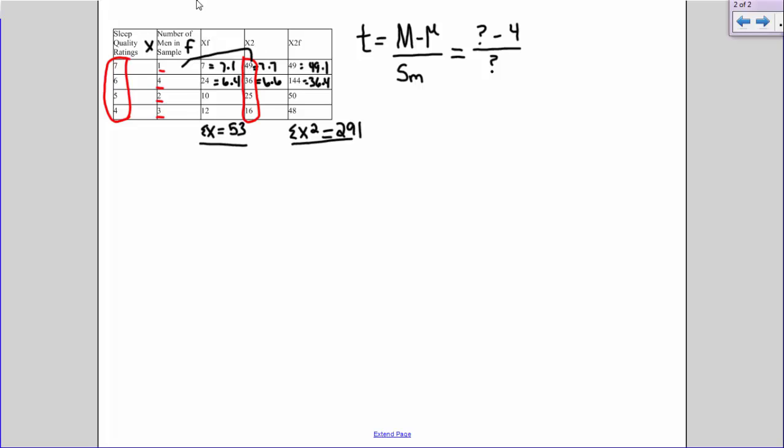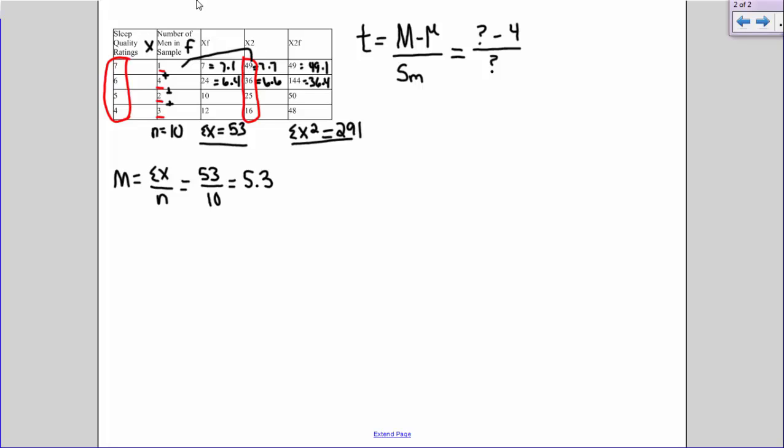So let's go ahead and start with the sample mean. The sample mean is equal to the sum of x divided by n. Or in other words, if you add all the scores together and then divide by the total number of scores. So this would be 53 divided by 1 plus 4 plus 2 plus 3, so n equals 10. So my sample mean is 5.3.